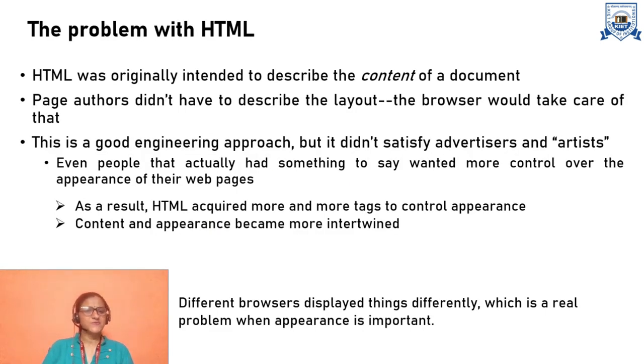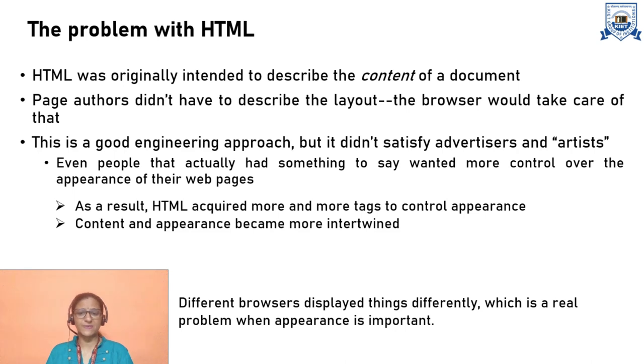So we'll start with the problems with HTML that we found till yet. HTML is basically intended to describe the content of a document. So page authors didn't have to describe the layout. The browser would take care of that. That is a good engineering approach, but sometimes it didn't satisfy the advertisers and artists because it is not so much interesting. So even people that actually had something to say wanted some control over the appearance of the web pages. As a result, the HTML required more tags to control the appearance. Content and appearance became more intertwined.